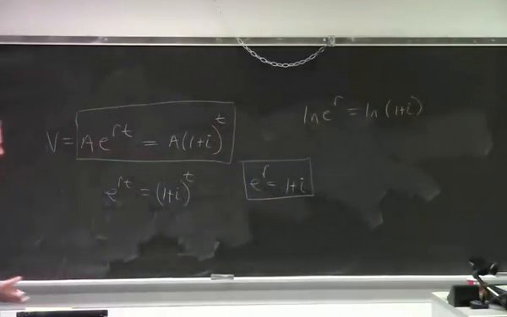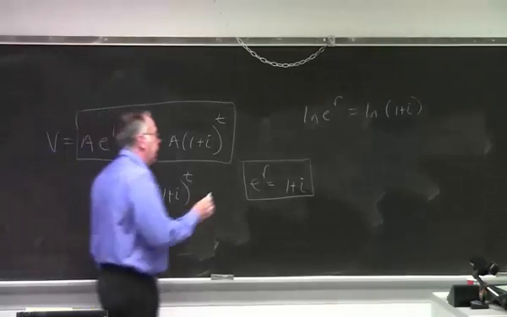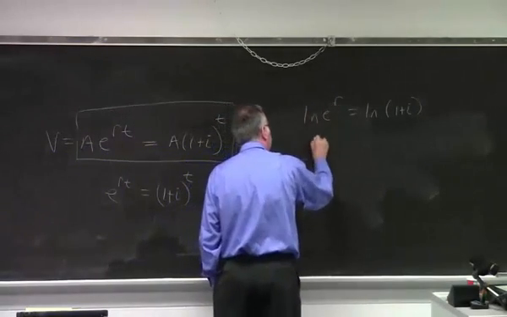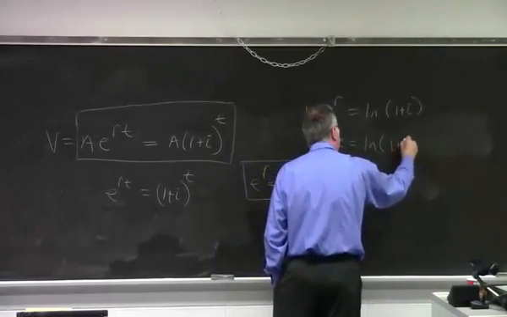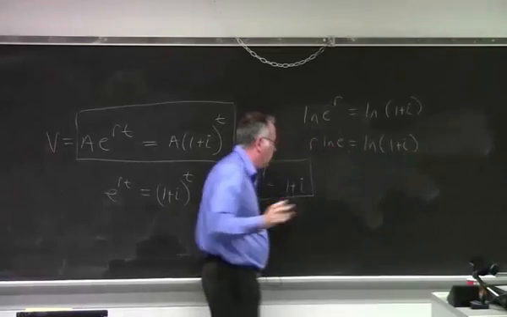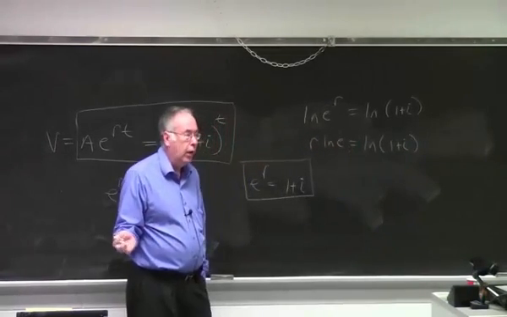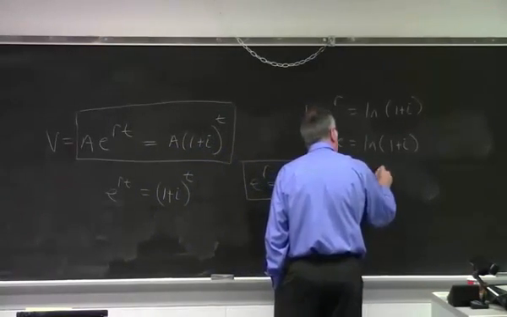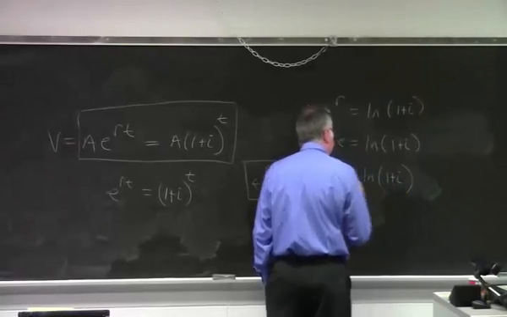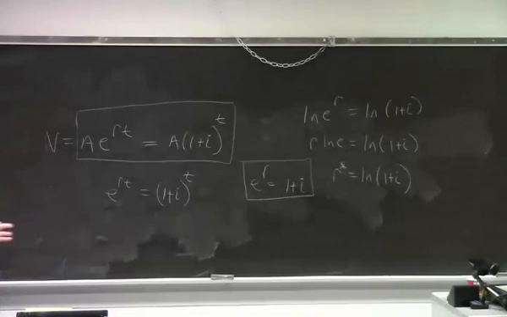And one more thing, Heather. What is the natural log of e to the r? That's just r, because you could use rule number 3 to bring this exponent down and write this as r times the natural log of e equals the natural log of 1 plus I. And the natural log of e is what? 1. So it's just r star equals the natural log of 1 plus I. So if I give you the value of I, you can solve for the equivalent value of r.